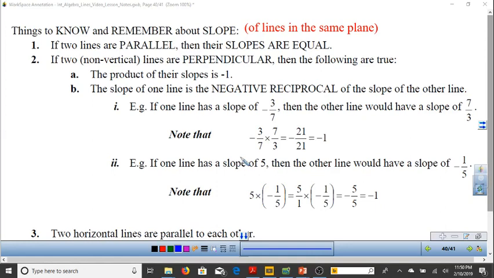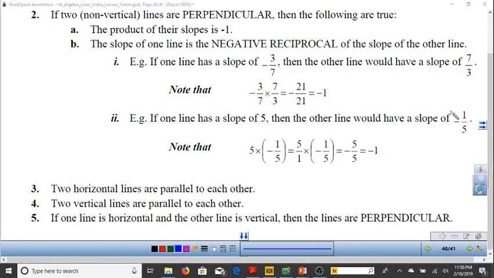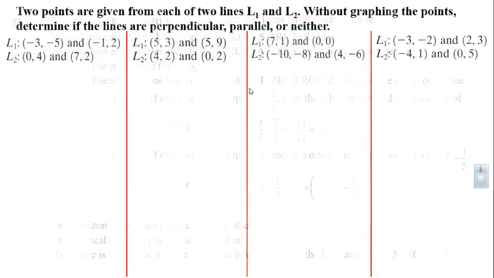All right. So next up, if two lines are horizontal in the same plane, then they are parallel. If two lines are vertical in the same plane, then they are parallel. If one line is horizontal and the other one is vertical, then they are perpendicular by definition. So once we remember those things, now we can do a lot of things with the equations of lines. So let's do a couple of examples here.